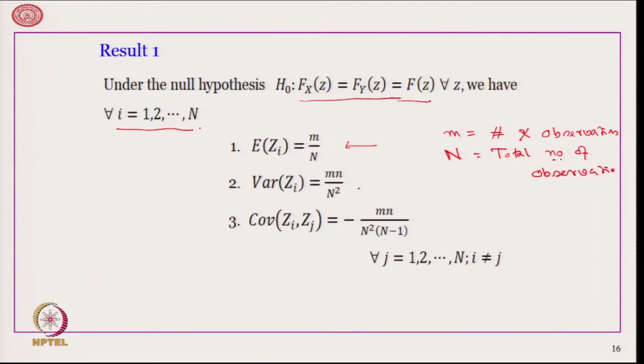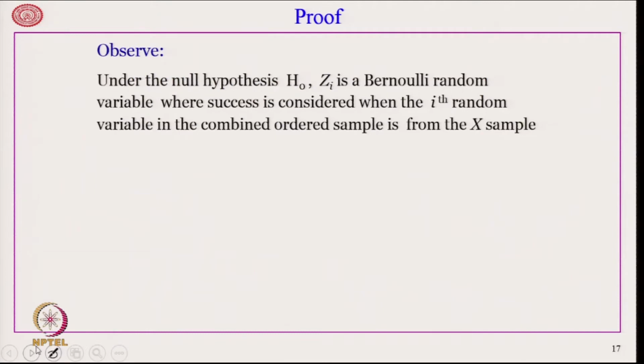Variance of Z_i is equal to m n upon N square, where n is equal to number of y observations, and covariance of Z_i and Z_j is equal to minus m n upon N square into N minus 1, when j is different from i. Under the null hypothesis, Z_i is a Bernoulli random variable, where success is considered when the ith random variable in the combined ordered sample is from x.